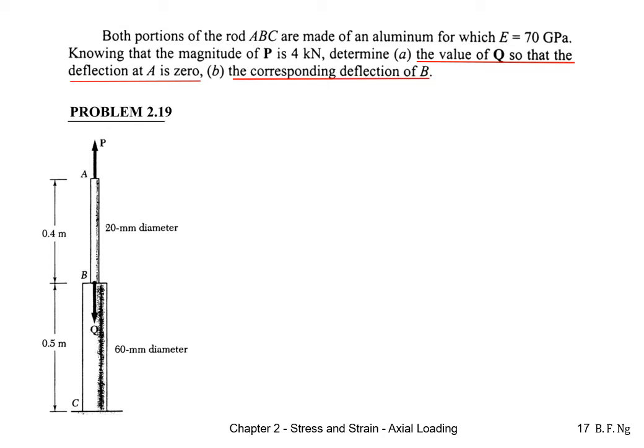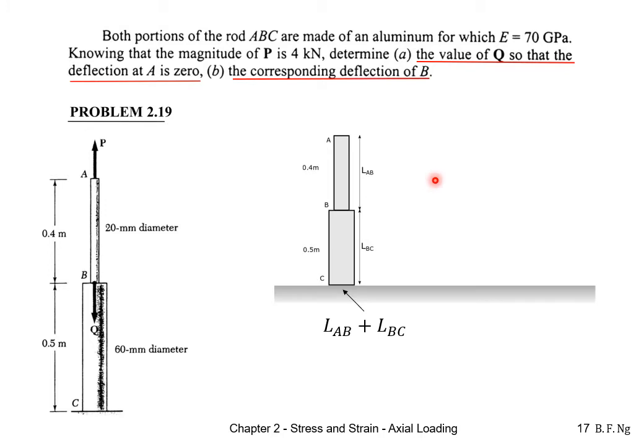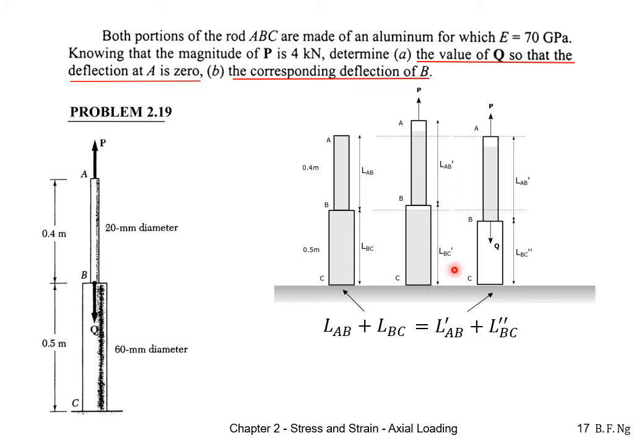Let us illustrate the deformation process using the diagram here. Originally, the rod is of length LAB plus LBC. The force P will cause ABC to elongate, where the length becomes LAB prime plus LBC prime. The force Q will cause contraction in BC only, such that the length of BC becomes LBC double prime.